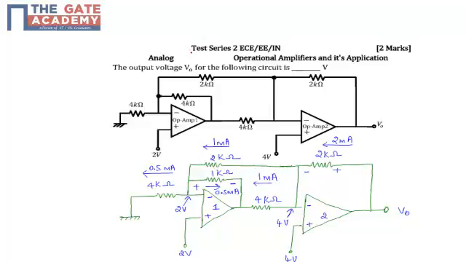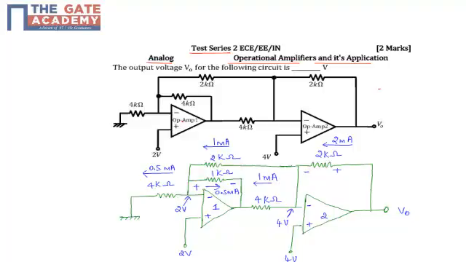Hello students, the given question is from test series 2, subject analog, from the chapter operational amplifier and its application. The given question is a 2 marks question. In the question, we need to find the output voltage V0 for the following circuit in volts. This is the given circuit.